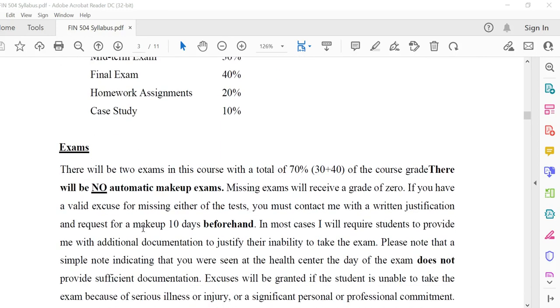So there will be 2 exams in this course. Midterm would be 30% and final exam would be 40%. Always remember, there will be no automatic makeup exam. If you miss any exam, you will automatically receive a grade of 0, unless you reach out to me. If you have any problems, any questions, any concerns, any schedule issues, you need to request me 10 days before the exam. Then only I can make arrangements for a makeup exam.